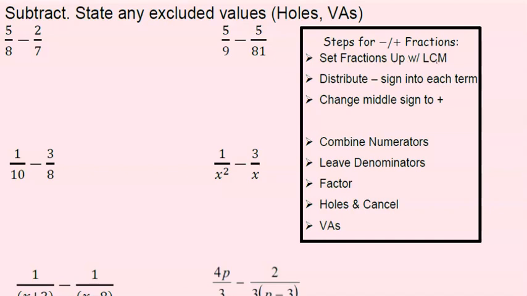First, you want to set up the fractions with the least common multiple, like on the previous page. If you're subtracting the fractions, you also want to distribute the negative sign into each term and change the middle sign to a plus. After that, combine the numerators. You leave the denominators as one thing. Factor, find your wholes, and then find your vertical asymptotes.